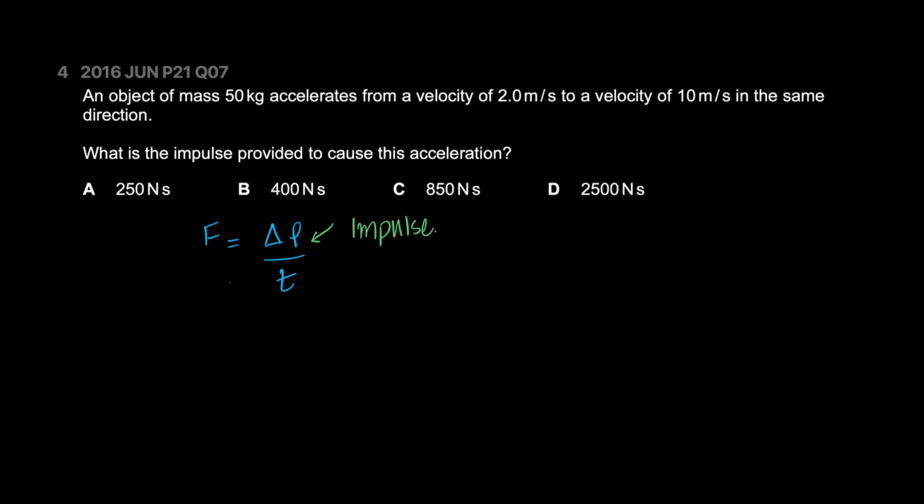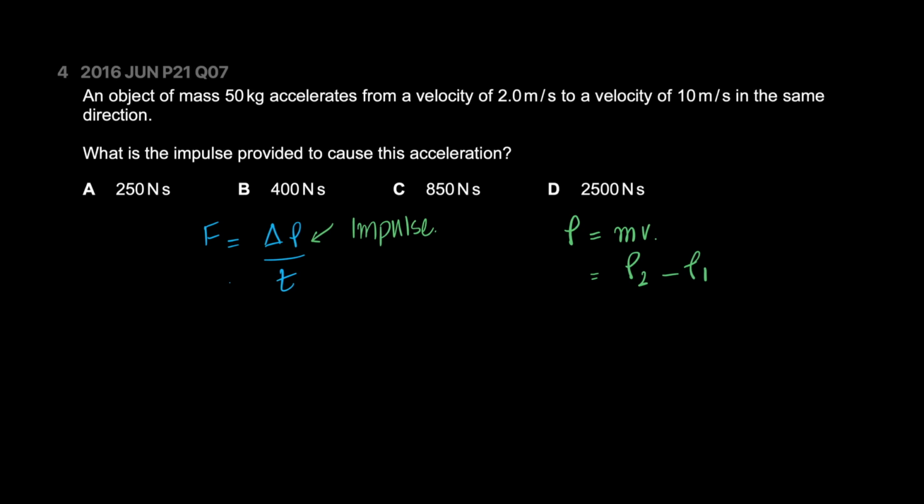How do we figure out the change in momentum? Well, momentum itself is mv. That's how you calculate momentum. How do you find the change in momentum? Well, you have to find two different momentums and subtract them, right? Now, why two different momentums?